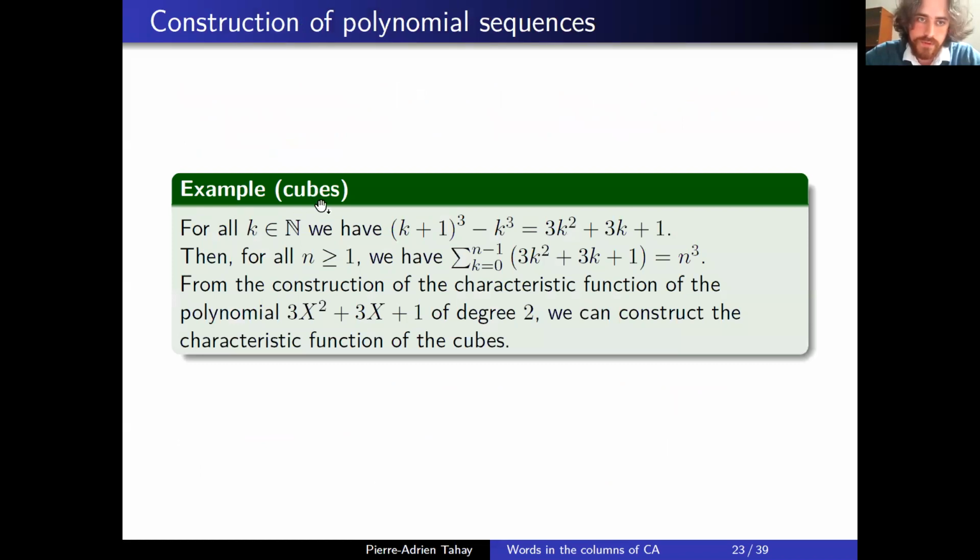For example, for the cubes, when we compute the difference between two consecutive cubes, we have a polynomial of degree 2, and we can construct the characteristic function of the sum of this polynomial of degree 2.